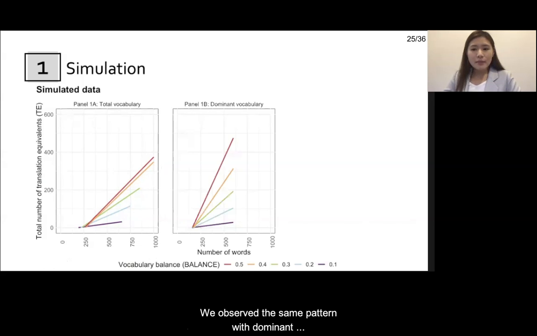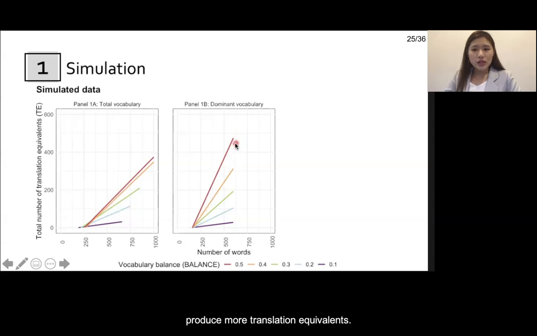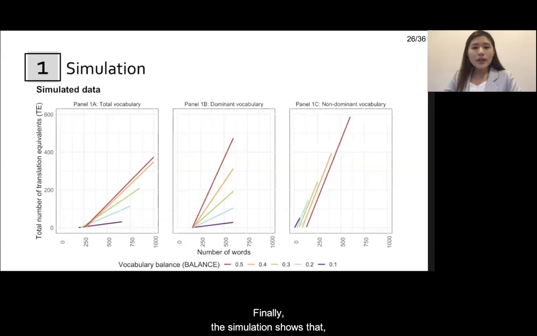We observe the same pattern with dominant vocabulary size, where simulated children who produce more dominant vocabulary will produce more translation equivalents, and those with a more balanced vocabulary will also produce more translation equivalents. Finally, the simulation shows that different from total vocabulary and dominant vocabulary, non-dominant vocabulary size does not interact with vocabulary balance, and it's an almost perfect predictor of translation equivalent knowledge.